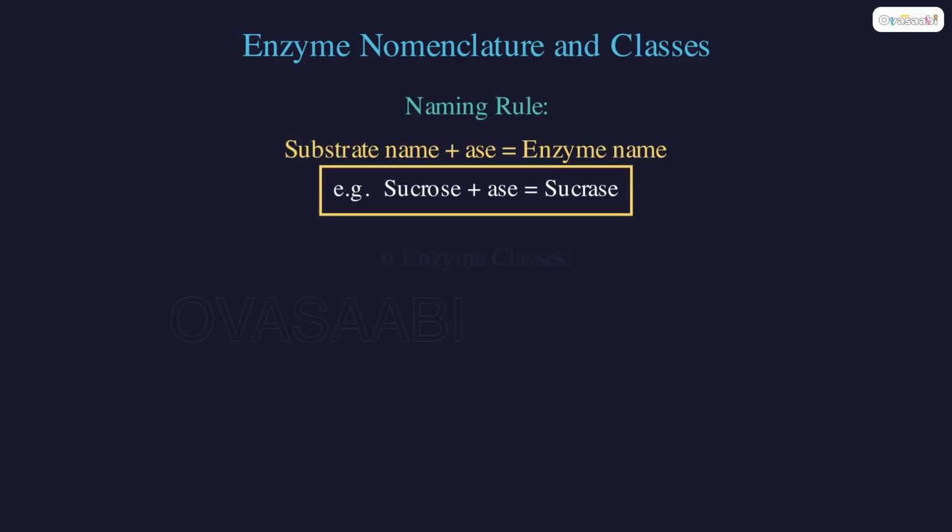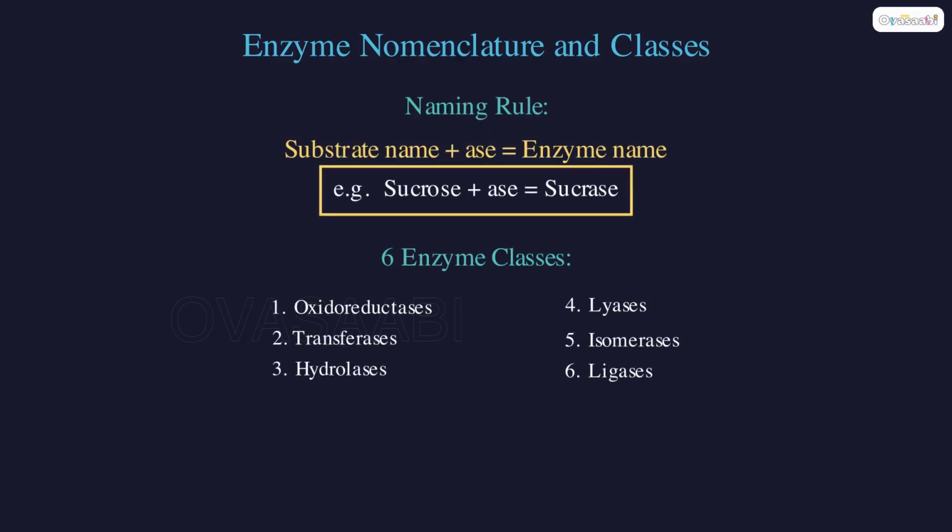Most enzymes end in -ase, added to their substrate name. Sucrase breaks sucrose. Enzymes fall into 6 classes based on the reaction type they catalyze.